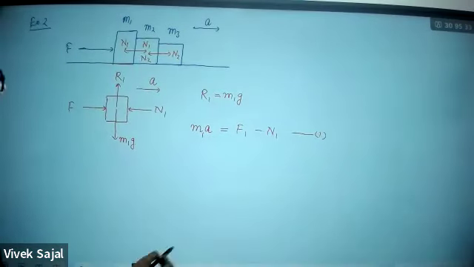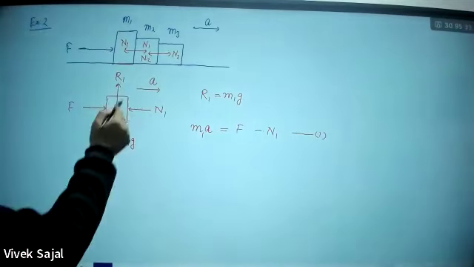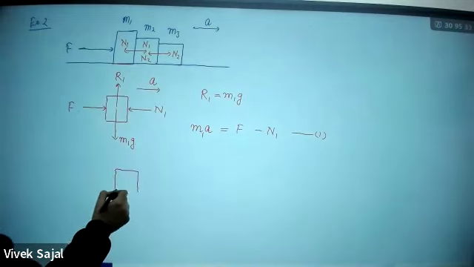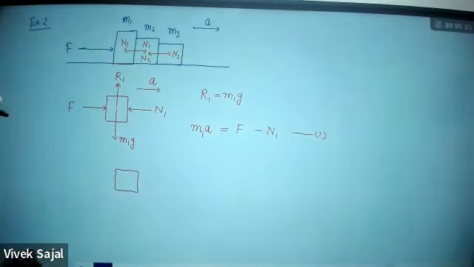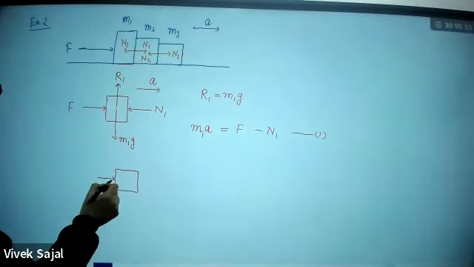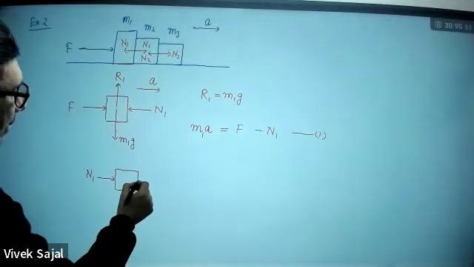Okay? And it is F actually only. This will be. Now, draw the free body diagram for the second one. Forces which are acting on the second block. So look here, N1 is acting in this direction. This is N1 that is acting. From this side, N2 is acting on it.